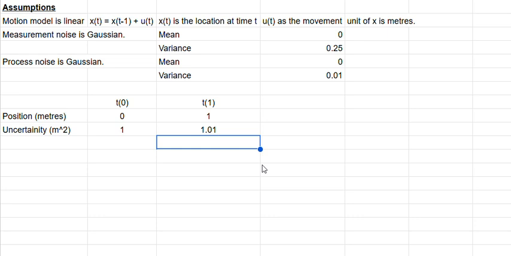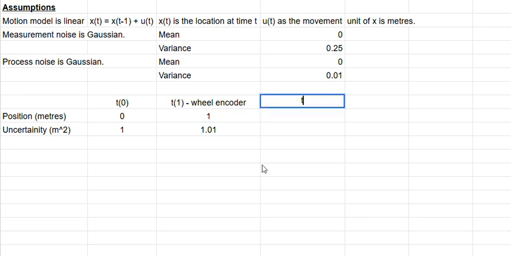Now at the same time, t is equal to 1, this is the reading actually coming from the wheel encoder. So it is going to tell us what it is. At time t is equal to 1, we are going to get the GPS data.